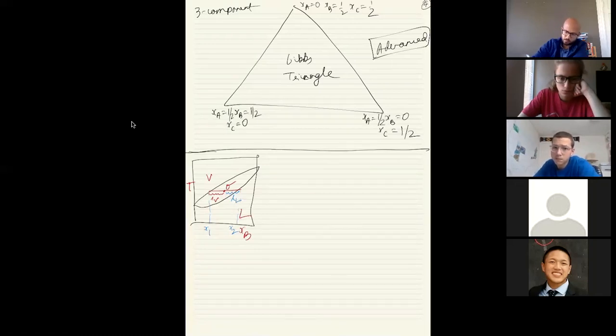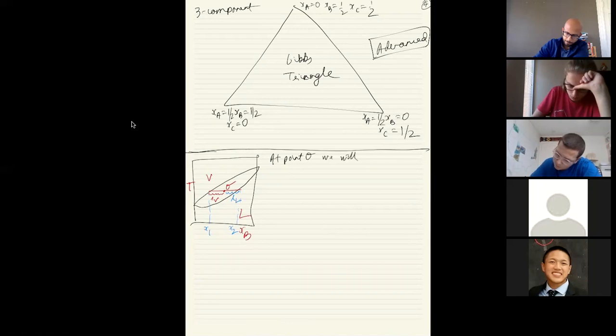So the way this proof will work is that at point O, we will calculate the number of B moles in 2 different ways, and then equate both of them.